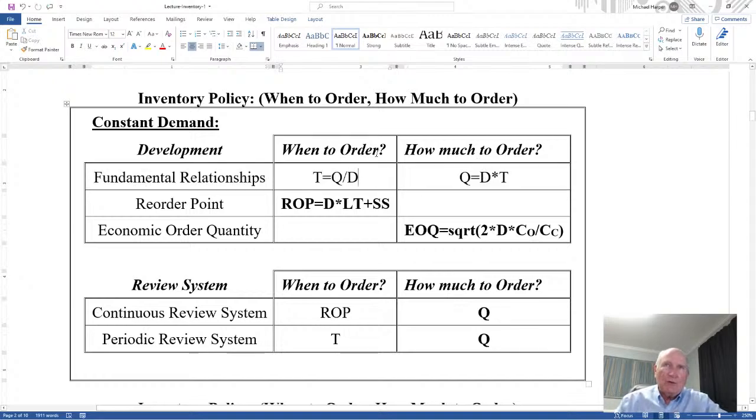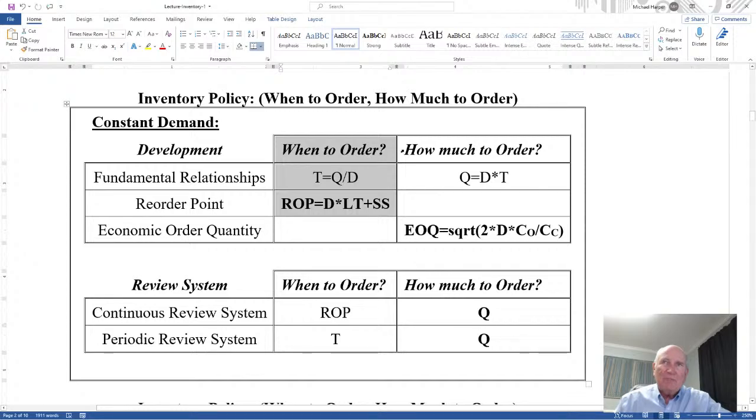So I'll start with this and develop some concepts and relationships with a fundamental relationship. Then I go to when to order, right here, with ROP. That's called the reorder. ROP is reorder point. And now we have a demand again, but now we have the lead time, the time between when you place an order and receive the order, and then safety stock, and that's the guard against stock out. It's a routine policy to guard against stock out.